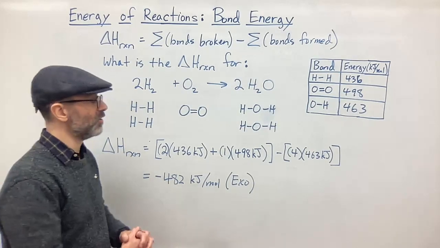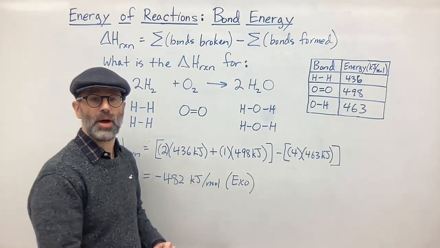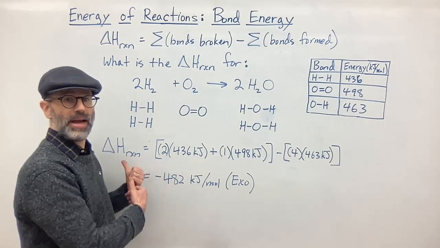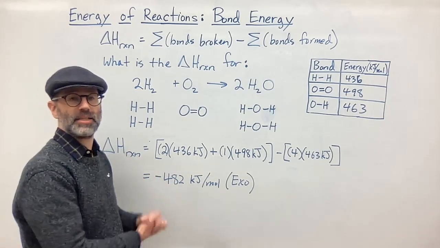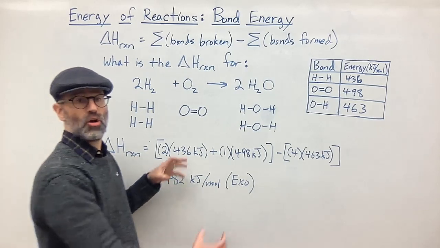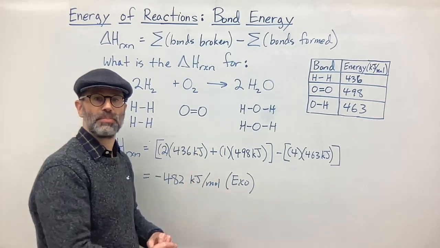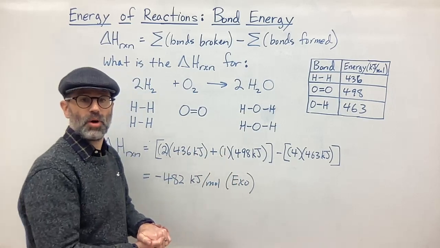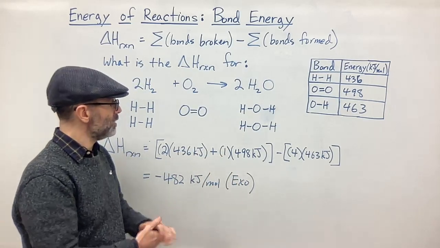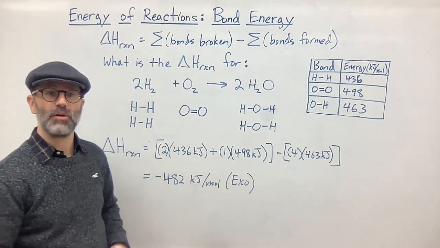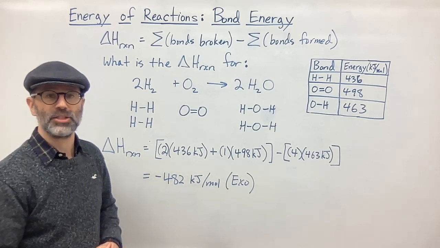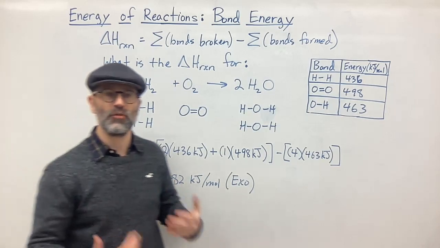What that's telling me is that the bonds in my products are stronger than the bonds in my reactants. It's easier to break the bonds in my reactants, and they form stronger bonds in the products, and that's going to release more energy than was there before. Okay, so that is a good example of how you can use bond energies to calculate the delta H of a reaction.